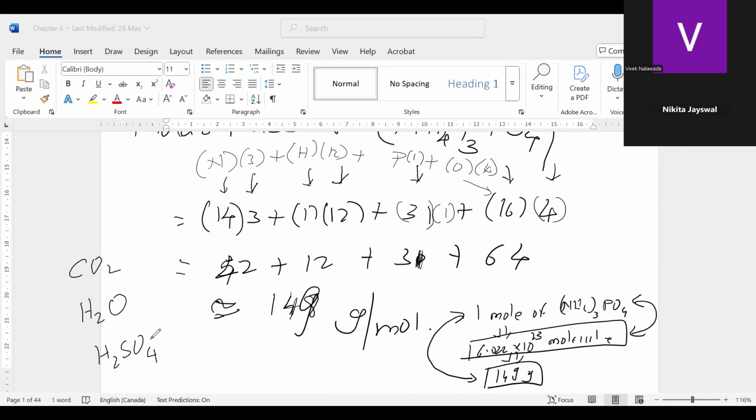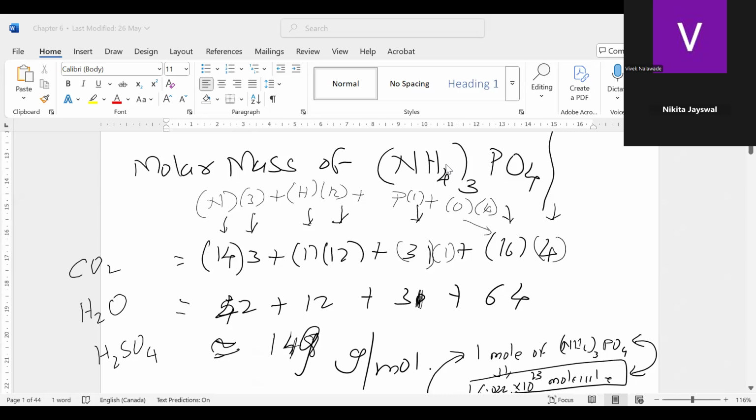So for the first one, you wrote N in a bracket and then beside it a 3. How did you get that? Can you see NH4 in brackets with 3? That means this 3 is multiplied to each and every atom. So for carbon dioxide, how many carbons do we have? One. How many oxygens? Two. It's a simple thing.